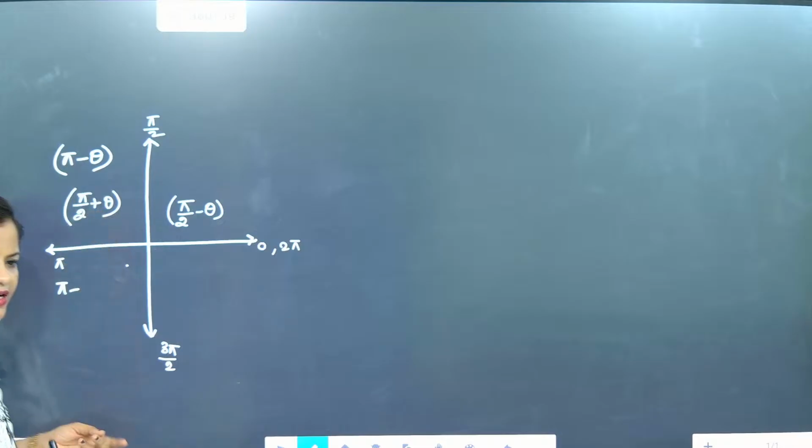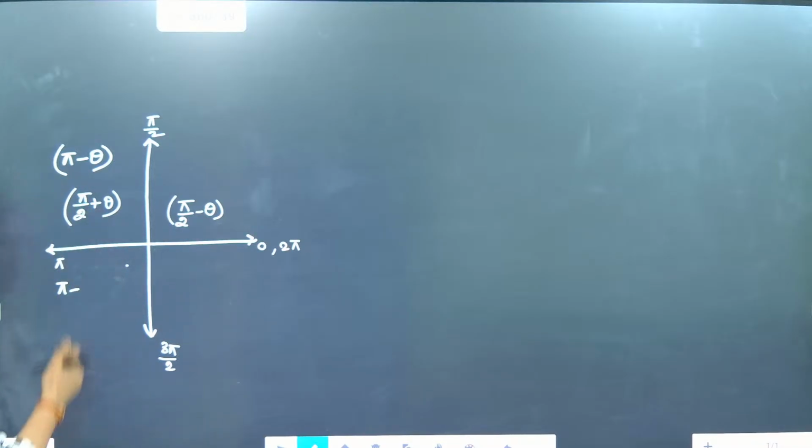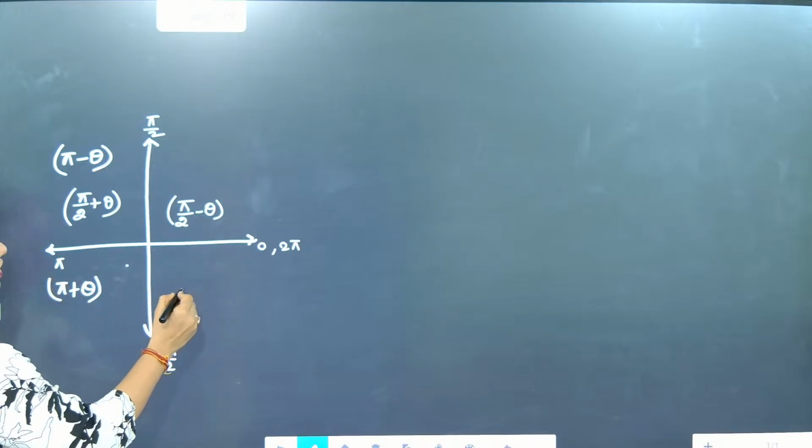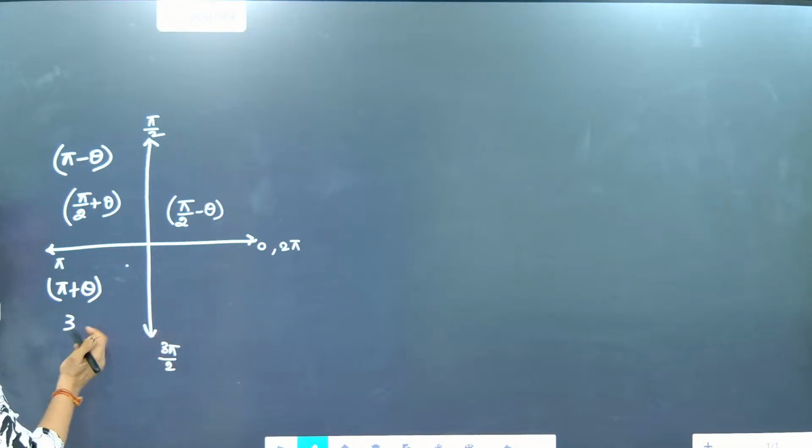So the second quadrant is sharing two angles. Here pi minus theta is coming, and here pi by 2 plus theta. Here it is coming as pi plus theta, beta. Remember this part. This is coming as pi plus theta, and here, because it is exactly on the left, 3 pi by 2 minus theta.